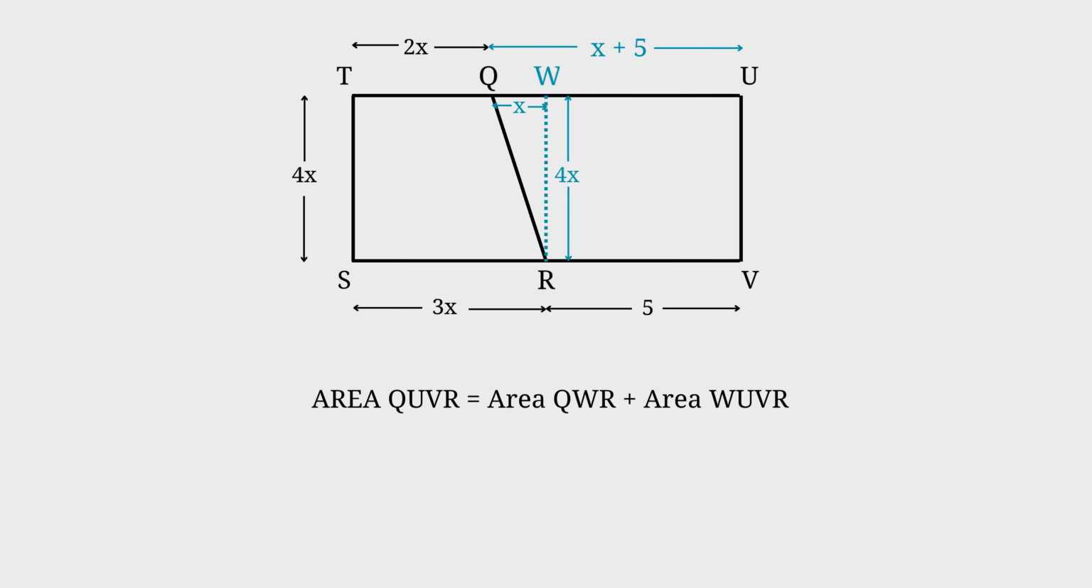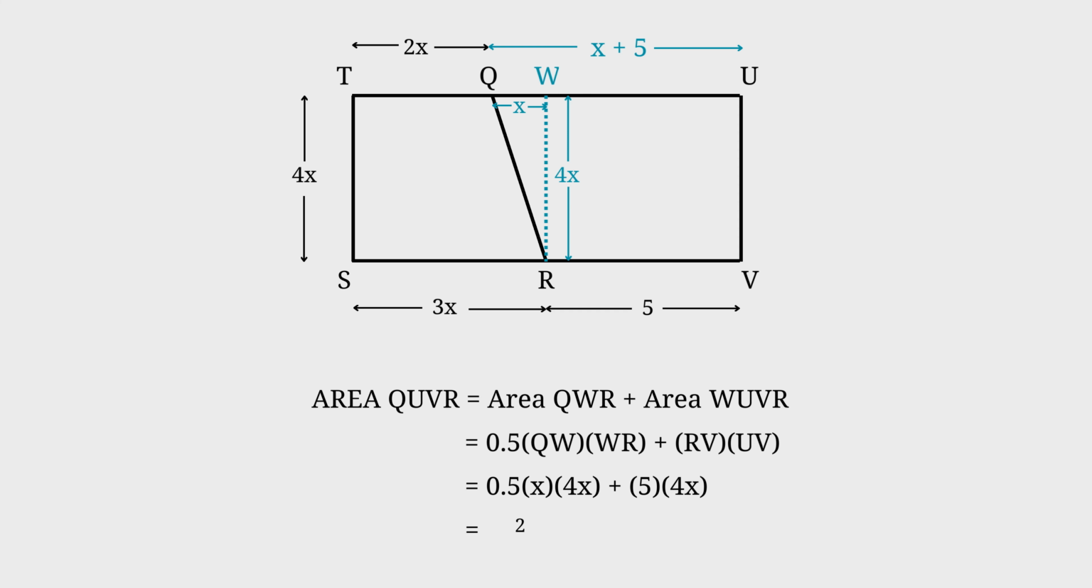and rectangle WUVR. The area of the triangle is half base times perpendicular height, and the area of the rectangle is length times width. So 0.5 or half times x times 4x, plus 5 times 4x, is 2x squared plus 20x. And with that, we have proven the area of the shape QUVR.